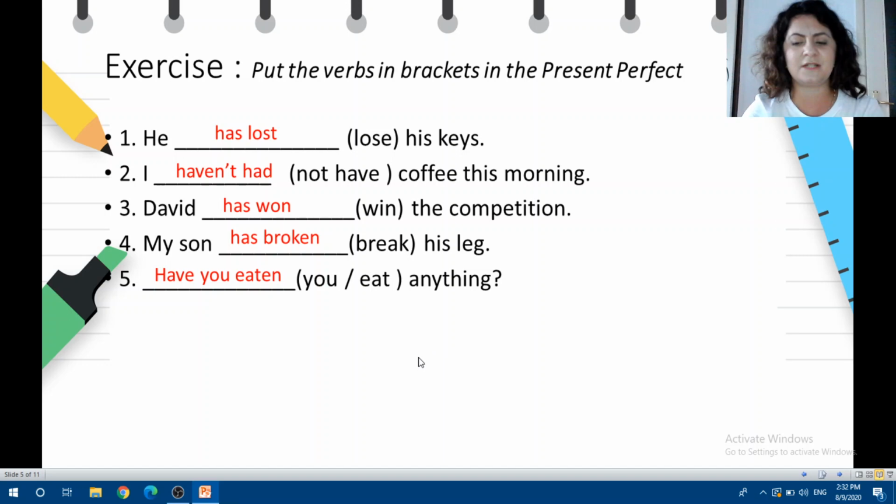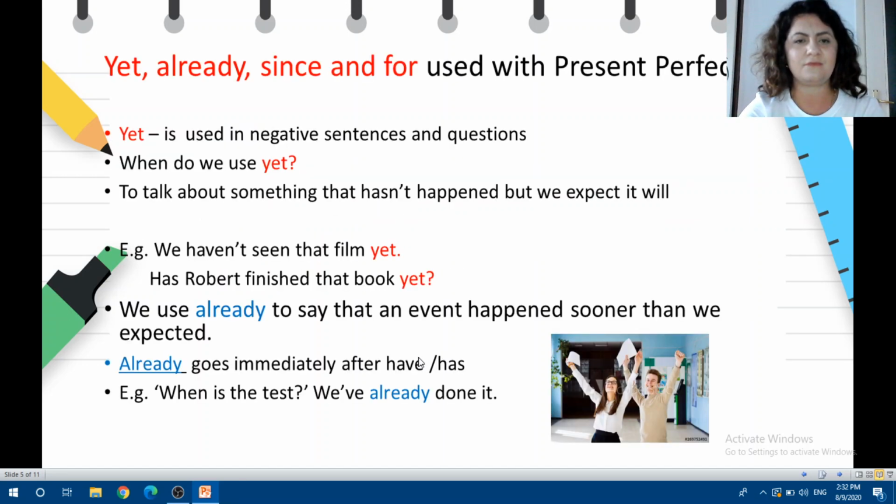Well done, students. Let's continue. I'm sure that you all know which adverbs we use with present perfect tense. Yes, that's right. We use yet, already, since, and for. First, let's see the use of the adverb yet. When do we use it? We use yet with the present perfect tense in negative sentences and in questions.